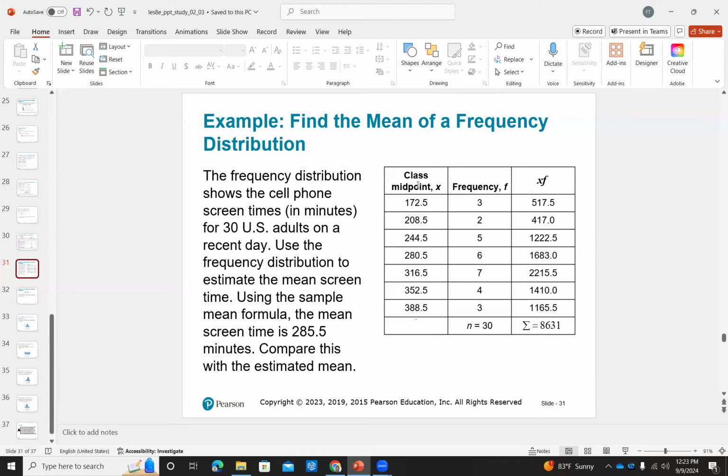So we have the class midpoint given. This was listed as one of the steps that we had to do, adding the lower limit of the class with the upper limit of the class and dividing it by 2. But in this example, they gave us the class midpoint, and we have the frequency for each class. So first thing we're going to do is multiply this class midpoint by the frequency, and then we're going to compare what is the total we have for each class. And then we're adding all these numbers to find the sigma.